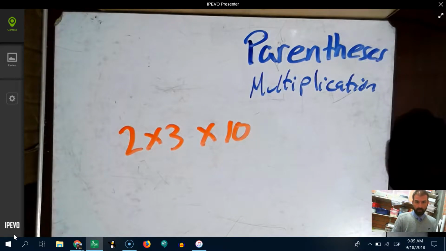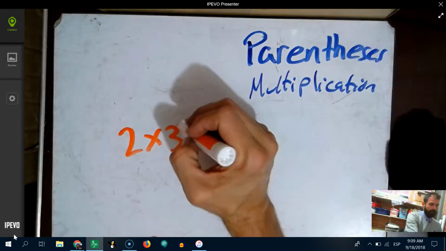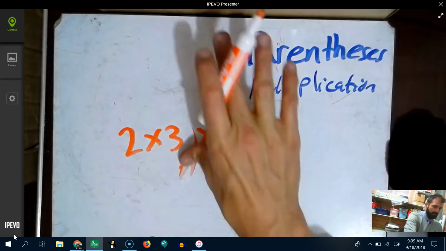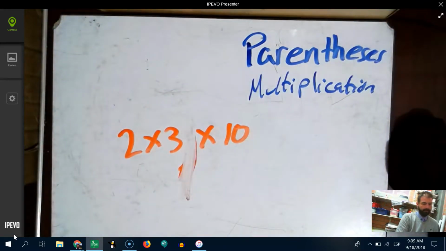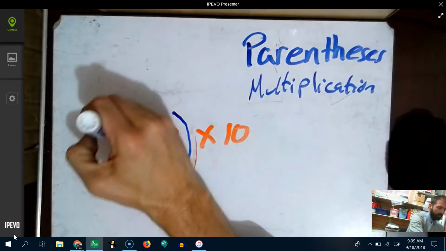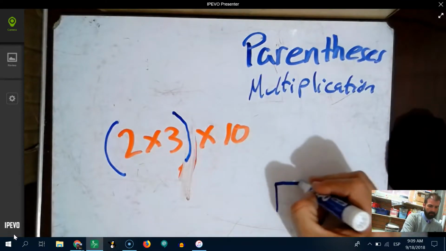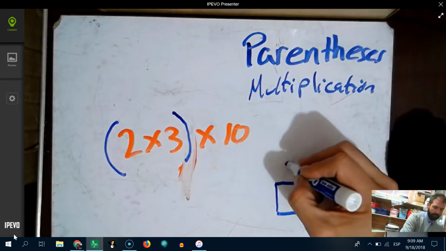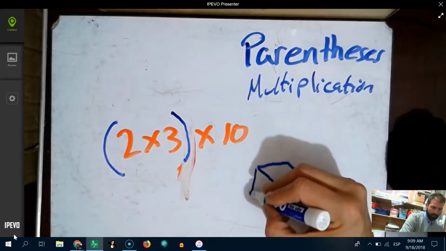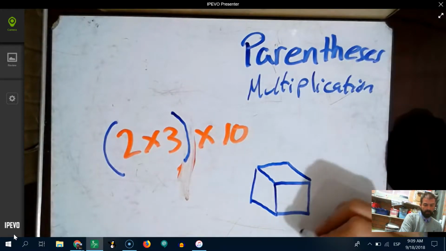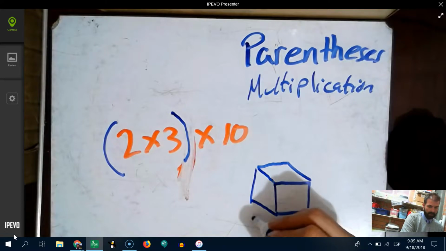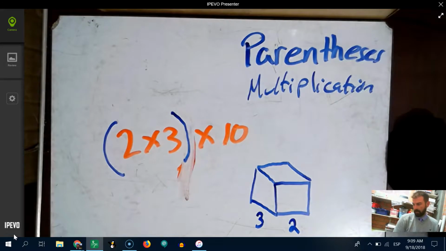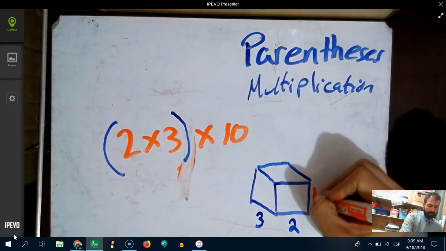Okay, the way that we're looking at parentheses and what we're tying it into is through volume. I just erased those, didn't I? Sorry about that. So what we want to do is take a look at a rectangular prism, and we're looking at its base. So the base is here. So this would be 3, and this would be 2, and what is not in parentheses is the height.